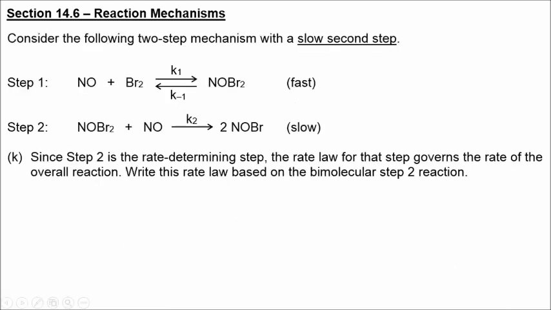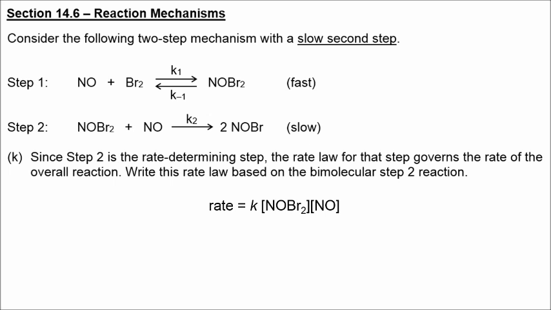So far, in the 2-step mechanisms that we've looked at, the first step was the rate determining step. Now let's take a look at an example where we have a 2-step mechanism, but the second step is slow. So we have an initial fast step involving 1 molecule of NO and 1 molecule of Br2. And then we have a slow step involving 1 molecule of NOBr2, which actually turns out to be an intermediate, and then 1 molecule of NO. Since step 2 is the rate determining step, we're going to write the rate law based on the 2 reactants that appear in step 2.